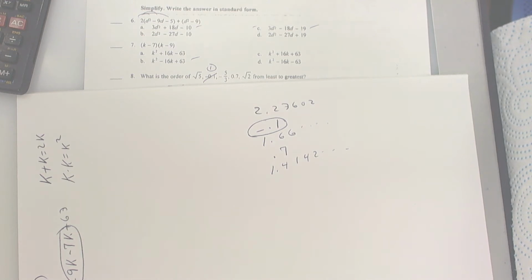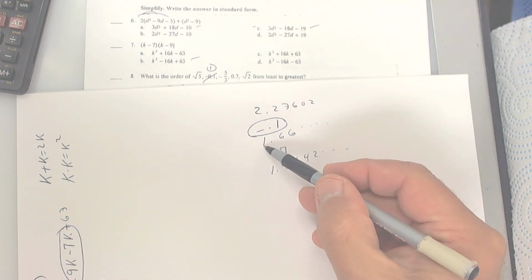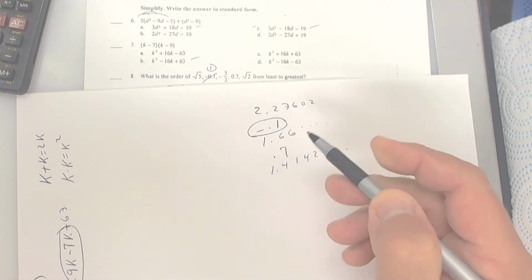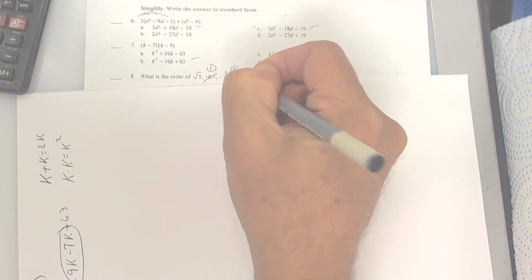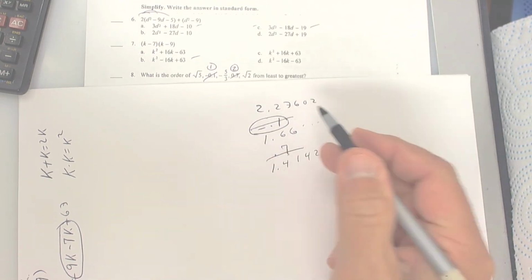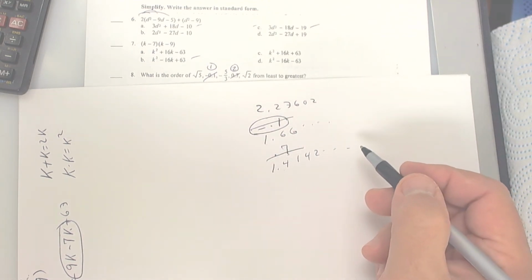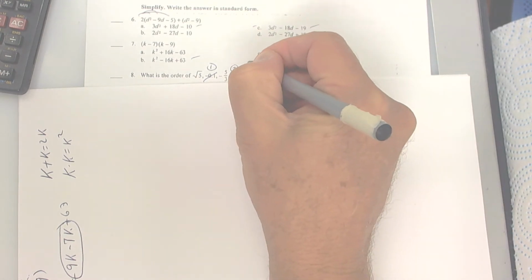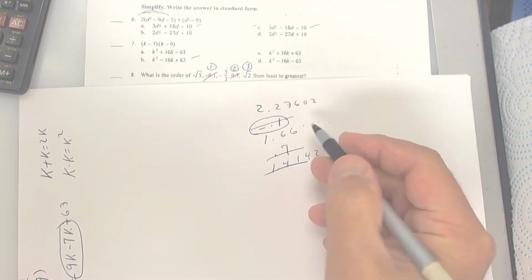Next, the smallest between 1.6 and 0.7 has to be 0.7. So this one is 2. Scratch that one out. The next smallest is 1.4, which was this one. So this is 3. And then this one.